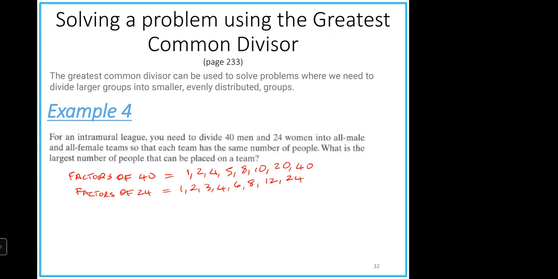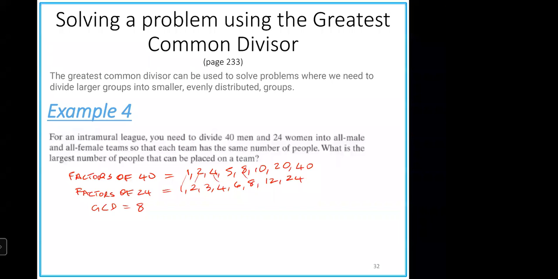Now, since we have the factors listed and we are looking for the greatest common divisor or the greatest common factor, we could look at them and see which ones are common. 1 is common, 2 is common, 4 is common, 8 is common, and that's it. Which one is the greatest? 8. So the greatest common divisor or the greatest common factor equals 8. But when you have large numbers to deal with, it's not so easy to identify all the factors. So that's why that other method is useful.